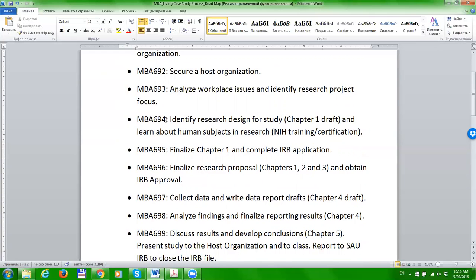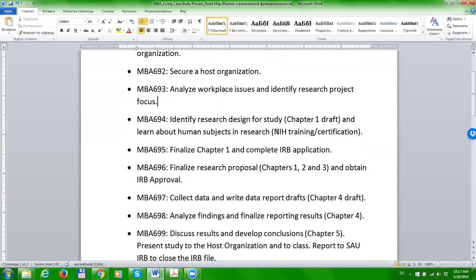In 694, you will develop your research design to conduct your study. You will put all information together in the form of a chapter 1 draft. Also, in this course, you will learn about human subjects in research. Human subjects are real people who work for our organizations or who are clients of our organizations. And those people who are involved in your research, we will call them human subjects.